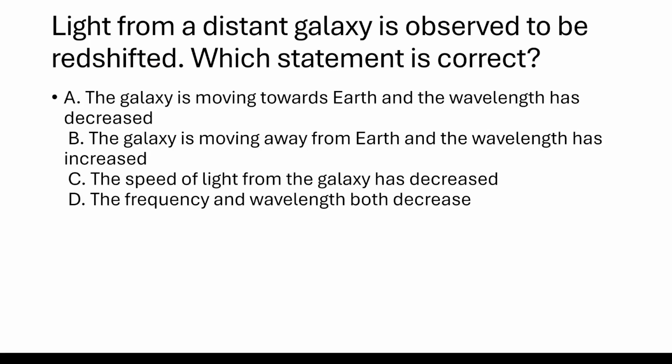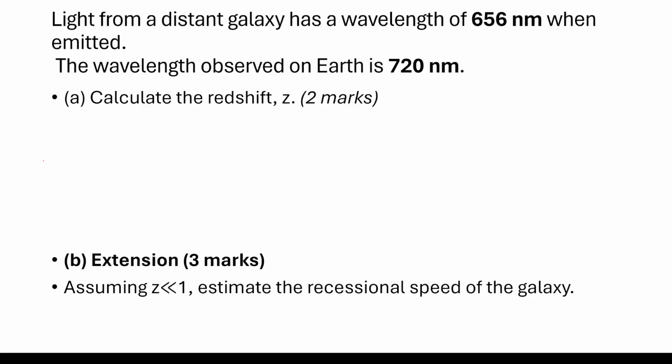And the next one. Light from a distant galaxy is observed to be redshifted. If it is observed to be redshifted, that means the galaxy is going away from us. So definitely the first is not correct. It is away from Earth and wavelength has increased. That's it. Over and over the same thing.